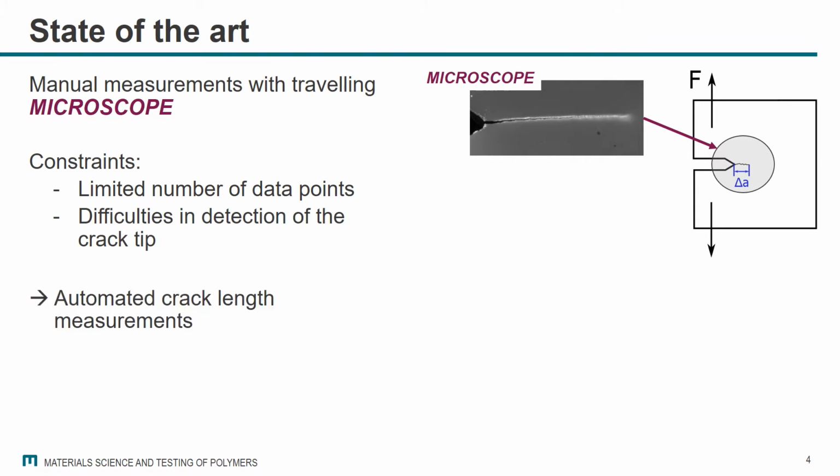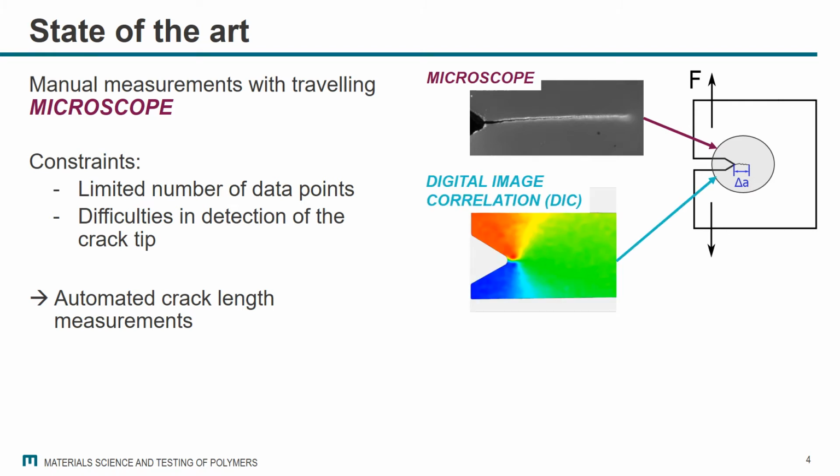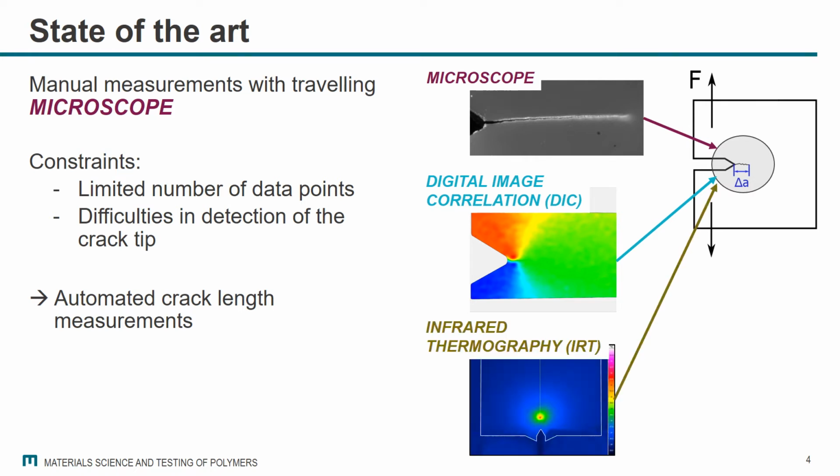Therefore, automatic crack length measurements are getting more and more interesting in the case of polymers. In this work, we used two automated methods. The first one is based on digital image correlation, and the second one on infrared thermography.